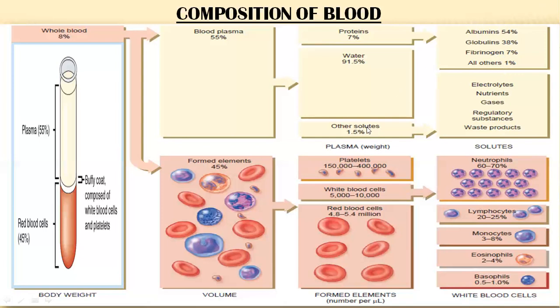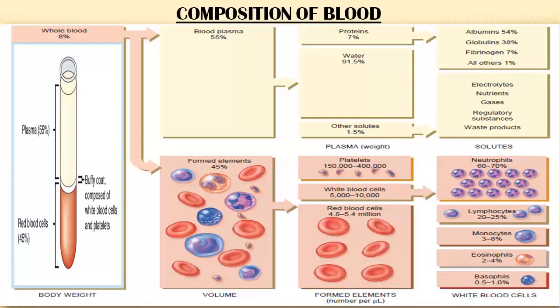Then in the other solutes here, you're talking of electrolytes. Remember, in the extracellular fluid, you have electrolytes like sodium, magnesium, potassium, calcium, just to mention a few. So you have these electrolytes. Then you also have nutrients. Nutrients, you're talking of glucose, fatty acids, amino acids. So you have these nutrients. Then you also have gases like oxygen, carbon dioxide, nitrogen, that are also found in plasma.